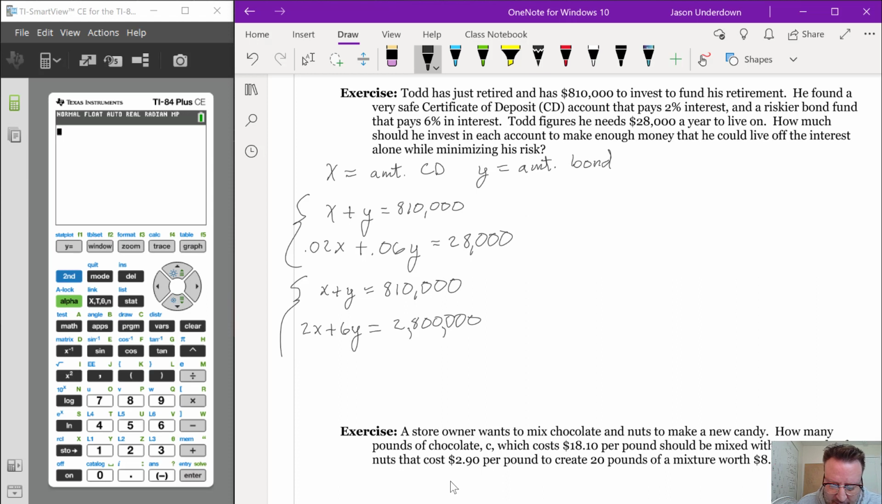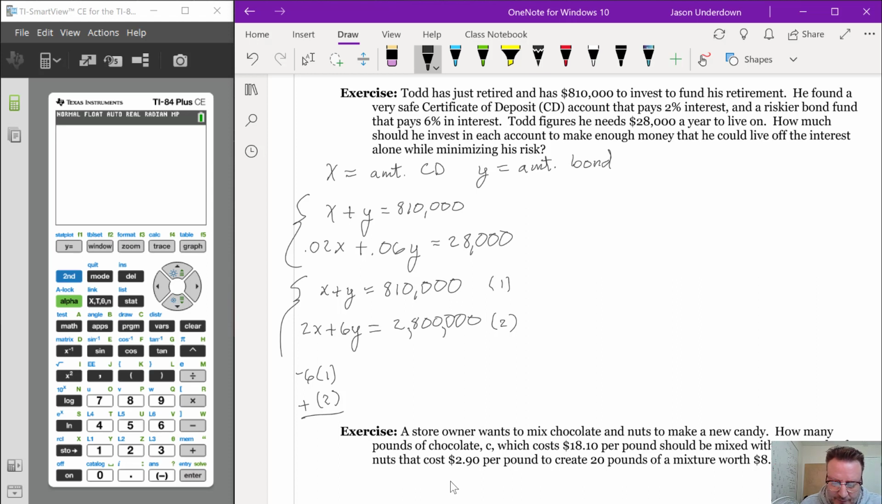In order to eliminate the y's from these two equations, notice if I multiply, let's call this equation 1, and this will be equation 2. If I multiply equation 1 by -6, and then add the equations, the y's will be eliminated. So let's do that. I'm going to do -6 times equation 1 added to equation 2.